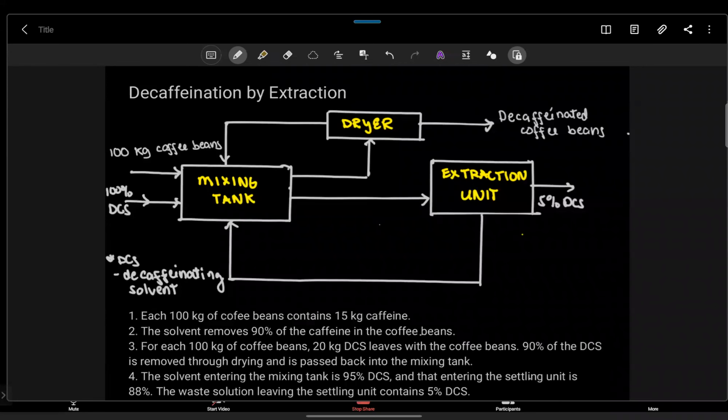Hi everyone. In this video, magpa-practice tayo ng material balances involving multiple unit processes na hindi reactive. So we will only consider yung mga physical processes in this example. So this example is actually a process called decaffeination by extraction. Okay. In other words, the feed here is your coffee beans, and we want to decaffeinate yung ating coffee beans so that ang magiging desired end product natin in this process is yung ating decaffeinated coffee beans.